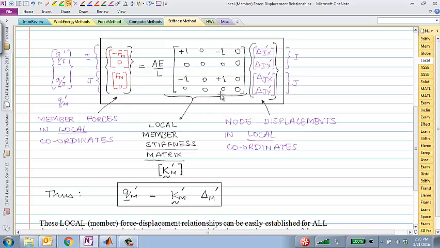Why 4 cross 4? Because there are two nodes, and there are 2 degrees of freedom at each node. Same thing for displacements. It's a 4 cross 1 vector with two 2 cross 1 vectors. Just to be consistent, I'll mark it as delta I vector, delta J vector. Both of those vectors are 2 cross 1 vectors, and I'm calling that delta M prime.